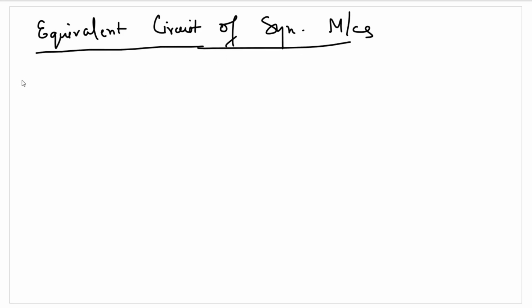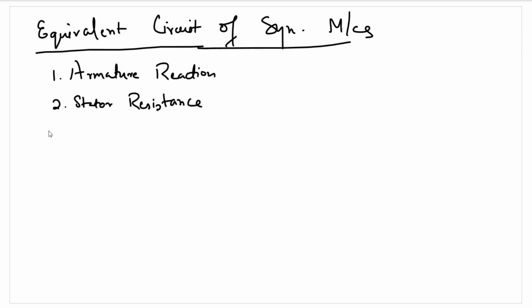To develop the equivalent circuit of a synchronous generator, per se, we have to understand the effect of armature reaction, and the effect of stator windings, that will include the stator resistance and the self-inductance component.